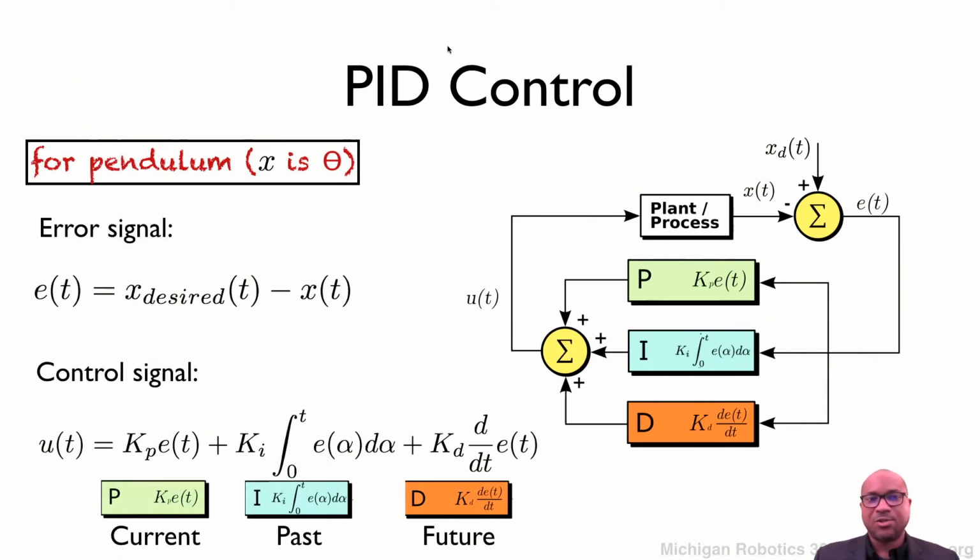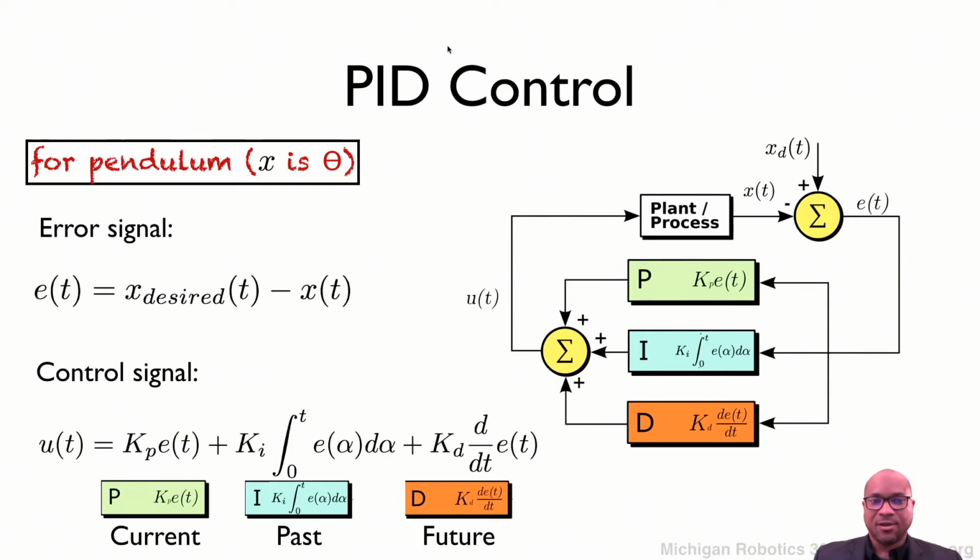Just noting for the pendulum, our state x is going to be the theta of the pendulum, for just the control part. And we're going to express our error signal as the difference between the desired state and the current state. It's important that you subtract the current from the desired. Given that we have this error function, we can express the control signal in the form at the bottom, which means we're expressing the current, past, and future as a weighted sum of responses to each of those.